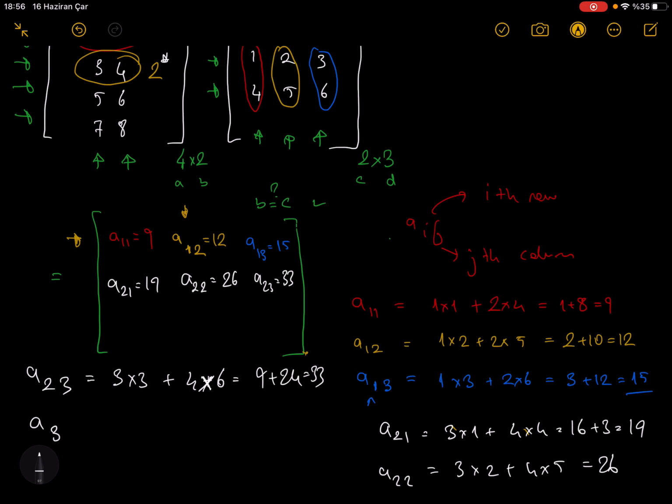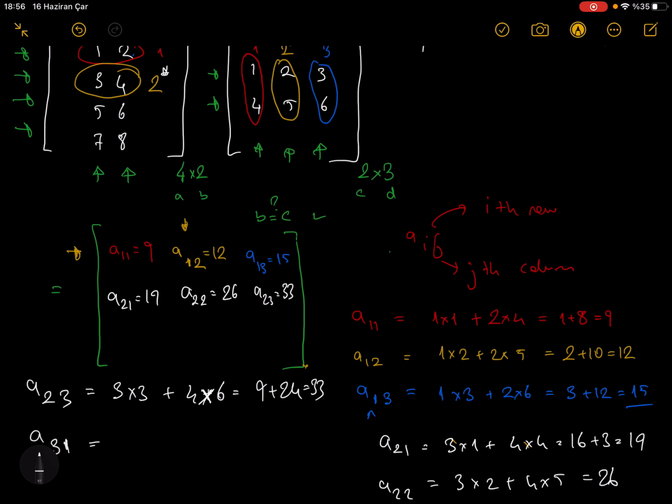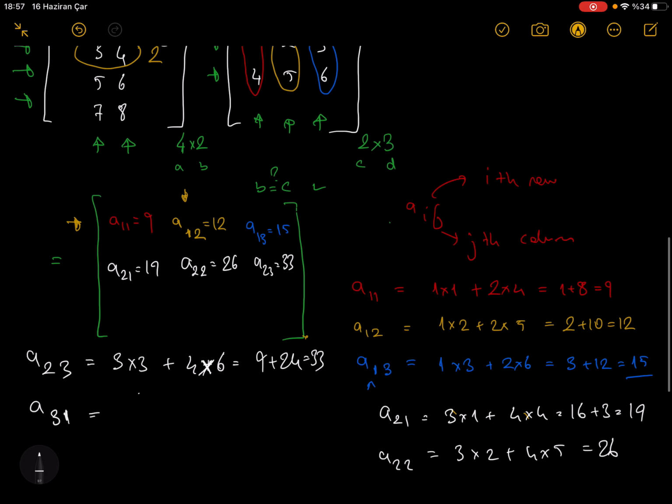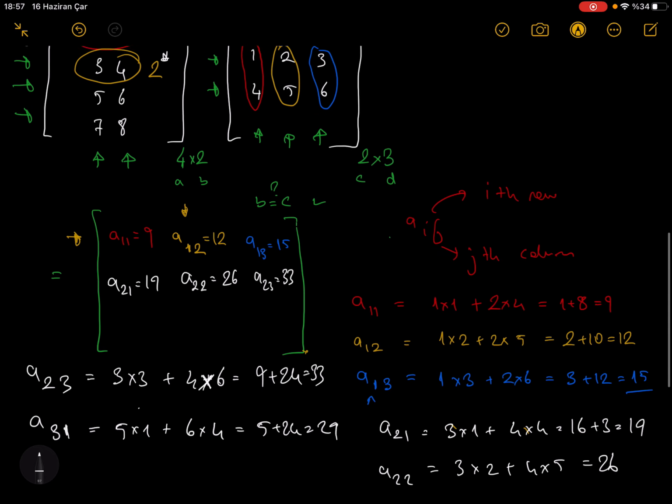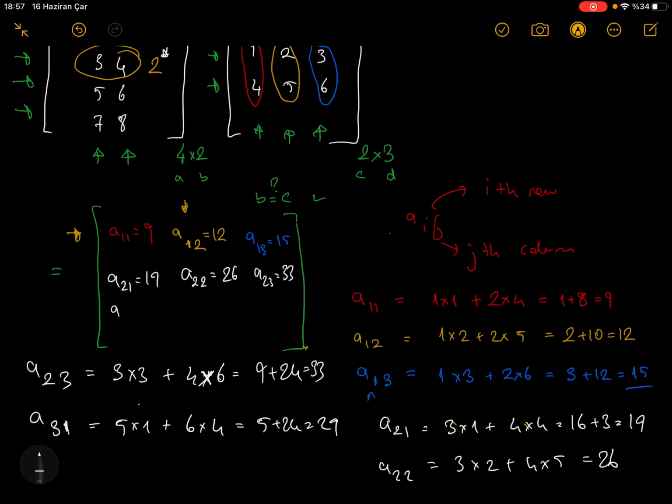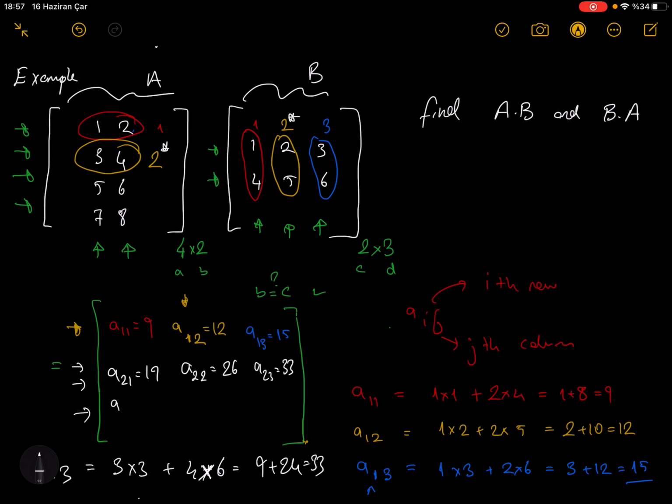Now we are in the third row. Third row in the first column, sorry. 1 plus 6 times 4, which is equivalent to 5 plus 24, is 29. I believe you got the point. And if you realize that I am doing this for every row, I should expect the fourth row here, right? Because I am applying the same procedure for every row.